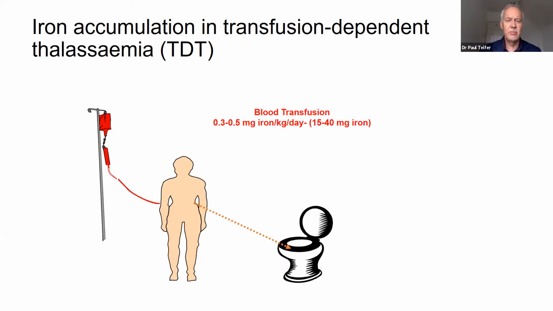equates to somewhere between 0.3 and 0.5 milligrams of iron per kilogram per day, depending on the size and depending on the transfusion intensity. So this is iron that gradually accumulates in somebody on regular transfusion. In the case of non-transfusion dependent thalassemia, the pathology is slightly different. Next slide, please.